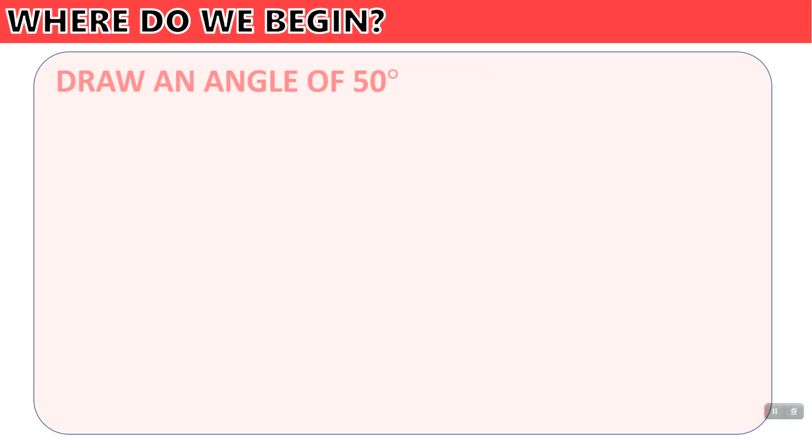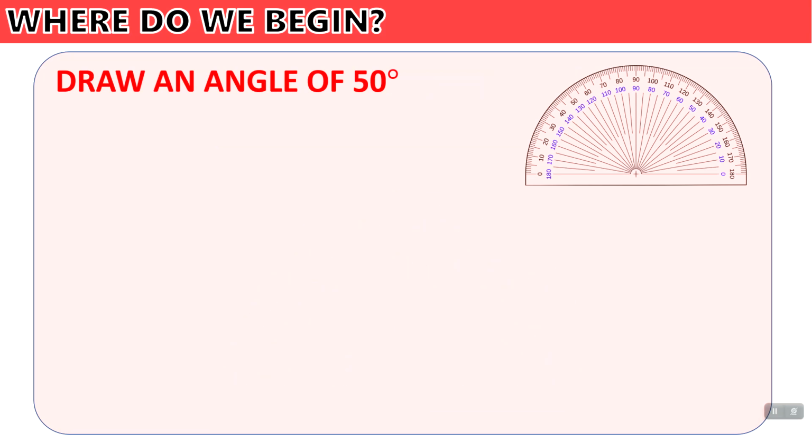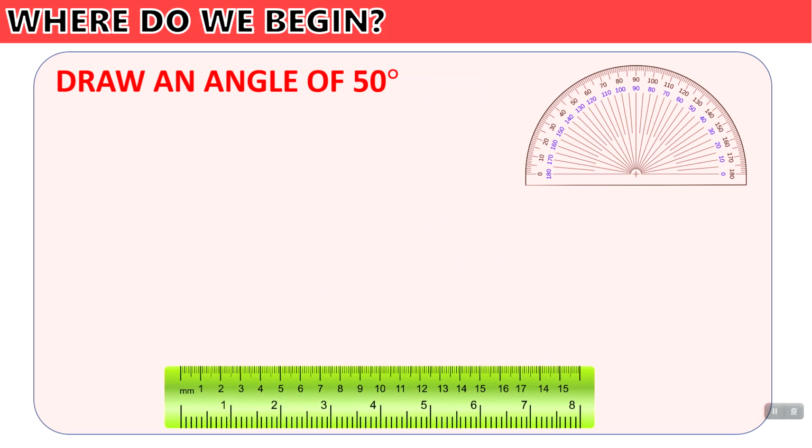But where do we begin? Let's draw an angle of 50 degrees. Let's get our protractor ready. And now we need to use our ruler because we're going to draw the first ray of the angle with the pencil. Now sometimes you may be given a certain length to draw, and so you would use the ruler to draw that out. But in this case, we're just going to draw a ray of any given length. And so we take our pencil and we draw the first ray.